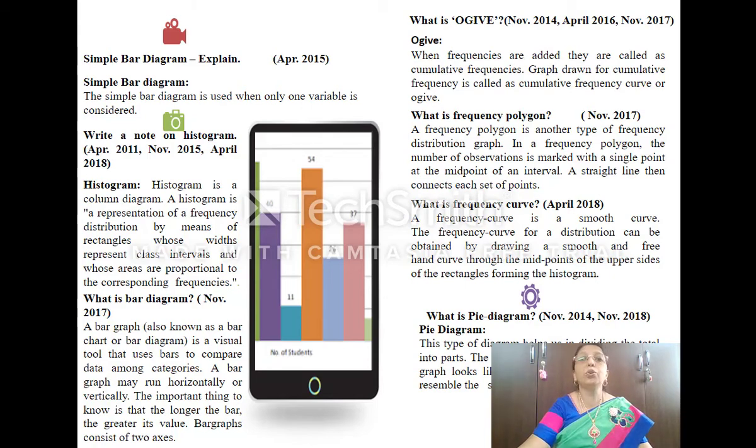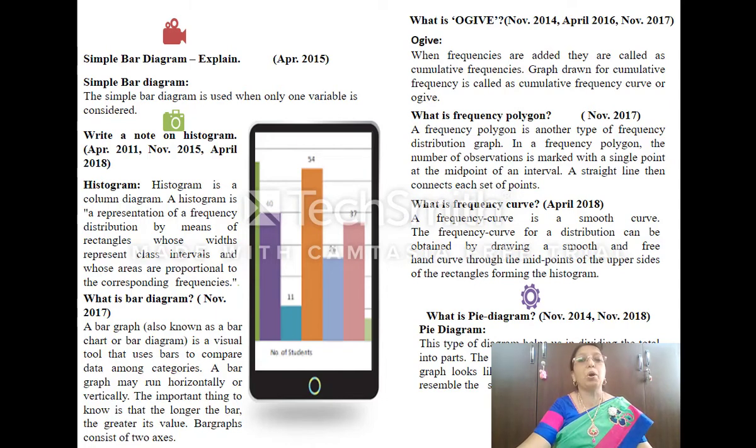Now, what is an ogive? Ogive is a frequency curve that is drawn for cumulative frequency. So it is nothing but a cumulative frequency curve. A curve which is drawn for the less than cumulative frequency is called less than ogive. A curve which is drawn for the more than cumulative frequency is called more than ogive.